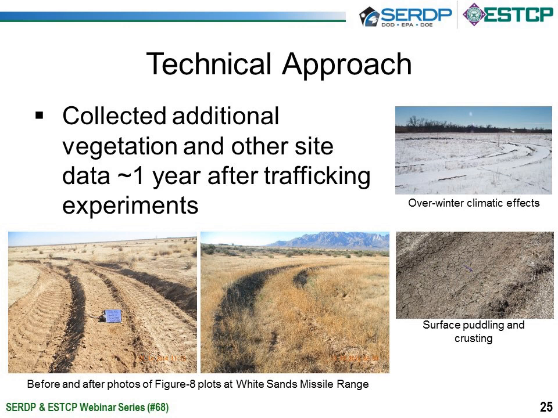And if you look at the photos on the right side, you can see that we had snow in Fort Riley, and when that snow melted and soaked into the surface, it created puddling and crusting, which in this particular case, with no vegetation, that crusted surface would help protect it against wind erosion compared to the initial non-crusted conditions after the trafficking. The bottom 2 photos show the before and after photos at White Sands Missile Range, so you can see the additional vegetation regrowth that occurred after a year of precipitation.